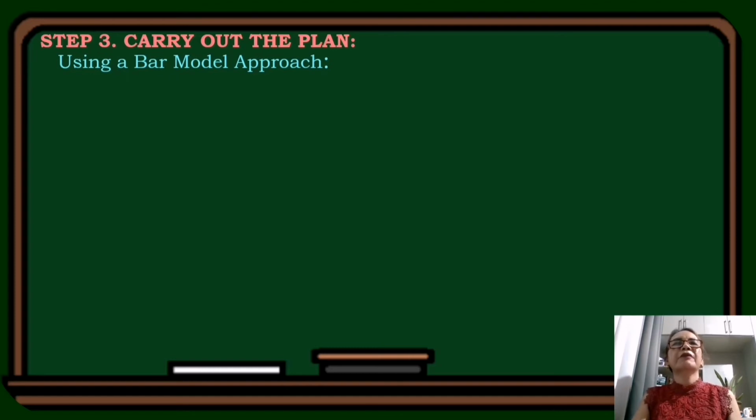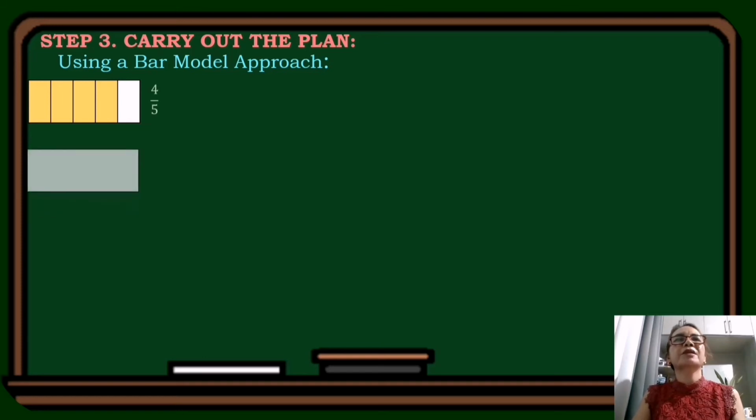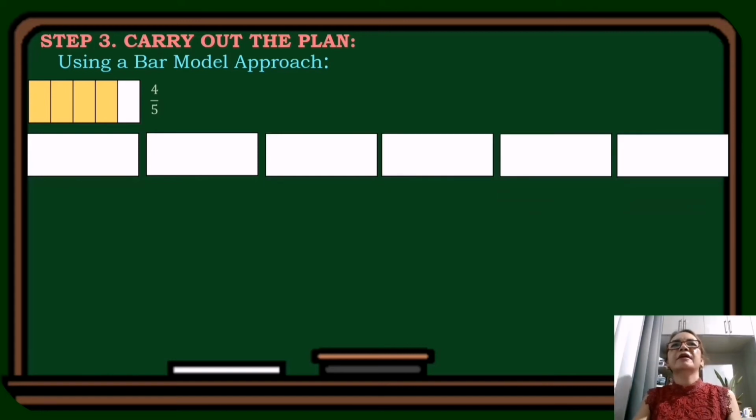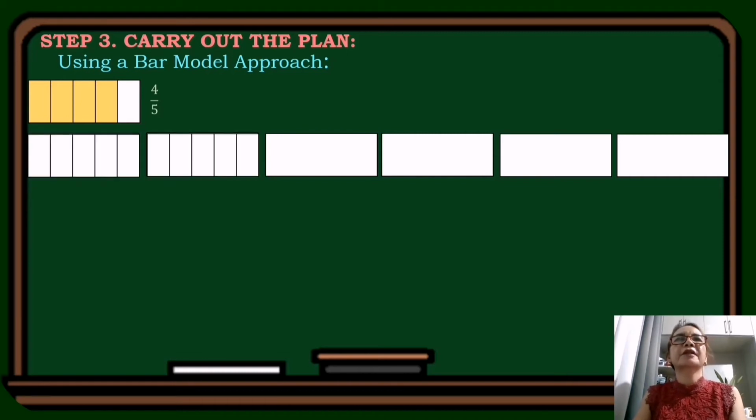And we will start from the, as I said, always start from the dividend. So we'll draw the dividend first. Our dividend is 4/5, because we're going to divide 4/5 by 6 families. So this represents 4/5, and then we also draw the 6 families. 1, 2, 3, 4, 5, 6. Of course, we will use the same size. Okay, and then again we will divide each whole into 5 equal parts.